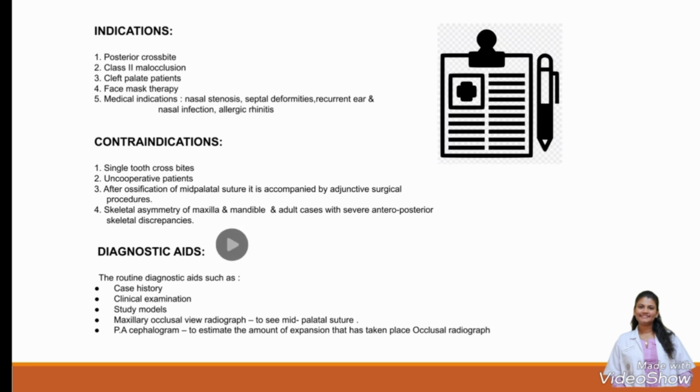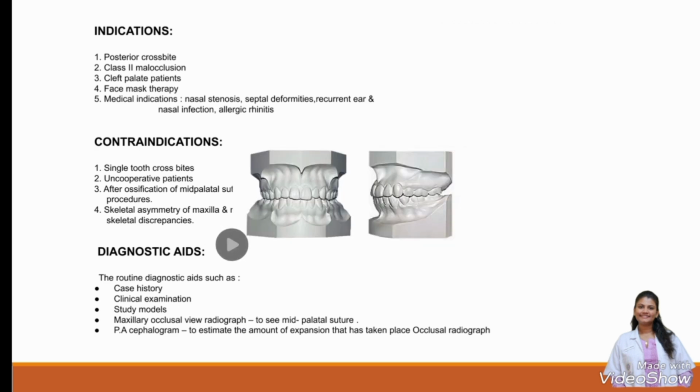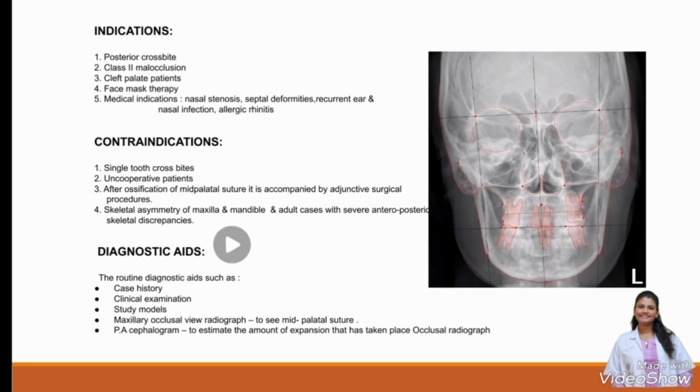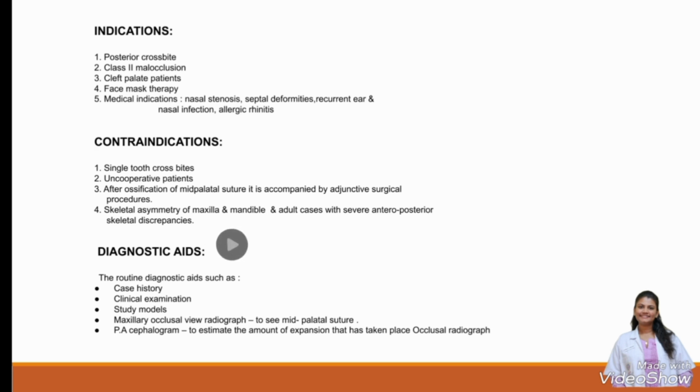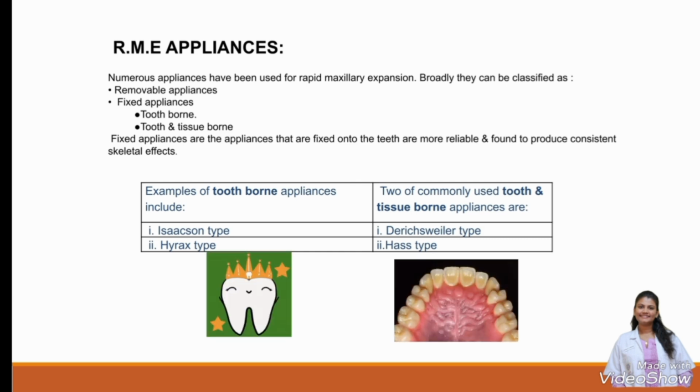Diagnostic aids. The routine diagnostic aids are case history, clinical examination, study models, maxillary occlusal view radiograph to see mid-palatal suture, PA cephalogram to estimate amount of expansion that has taken place. RME appliances. Numerous appliances have been used for rapid maxillary expansion. Broadly, they can be classified as removable and fixed. In fixed, there is tooth borne and tooth and tissue borne.